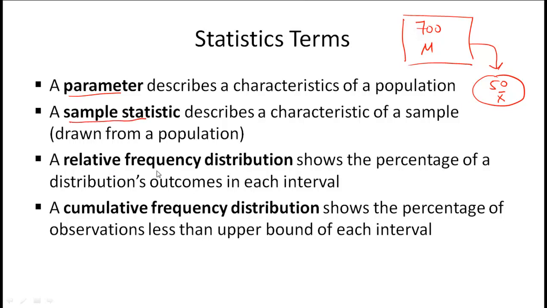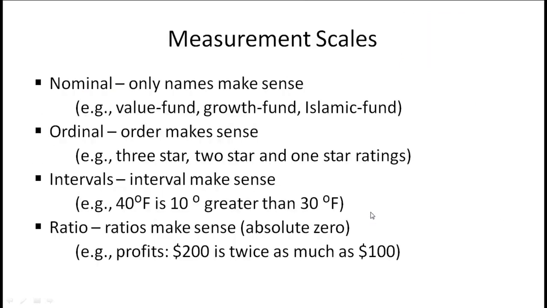A relative frequency distribution shows the percentage of a distribution's outcome in each interval. A cumulative frequency distribution shows the percentage of observations less than the upper bound of each interval, and we will see these two terms explained in more detail shortly.